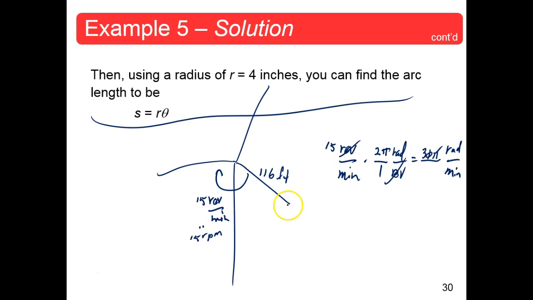Okay, the B part says, find the linear speed of the tips of the blade. So now we're looking for the linear speed, and that would be measured in feet per minute. They didn't tell us what units to use, so we're going to use feet per minute. So what have you got to do with that? If you know you're traveling at an angular rate of 30 pi radians per minute, how do you get that to feet per minute? How do you go from radians to feet? Radians to distance, basically.